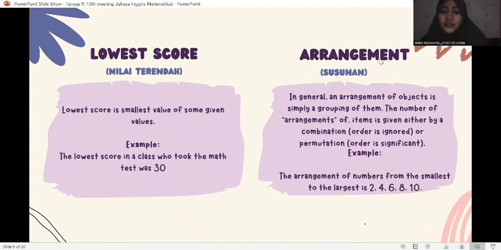Next, arrangement or susunan. In general, an arrangement of objects is simply a grouping of them. The number of arrangements of items is given either by a combination, where order is ignored, or a permutation, where order is significant. Example, the arrangement of the numbers from the smallest to the largest is 2, 4, 6, 8, and 10.